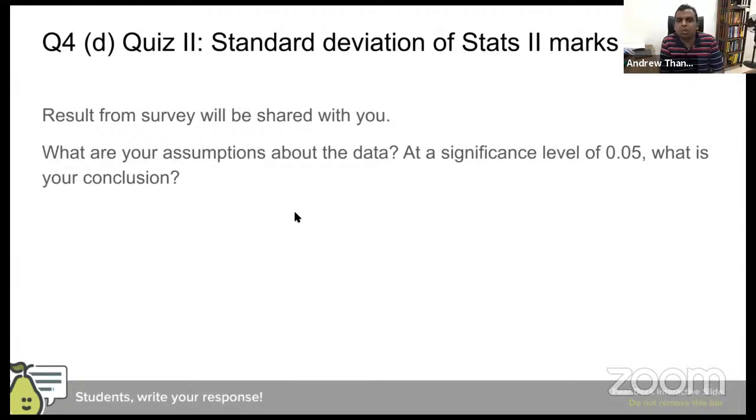So Samit is asking about how you choose the alternative. The alternative should be your suspicion, right?